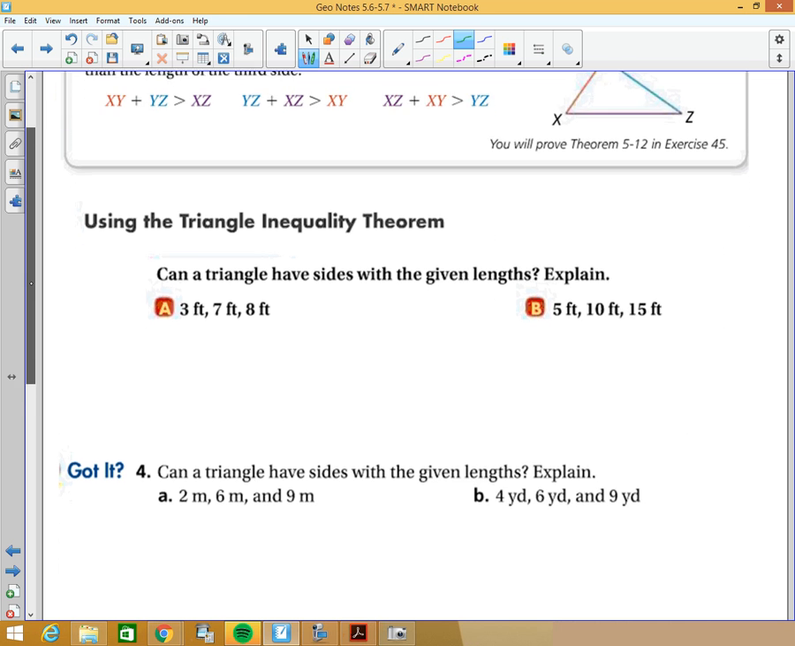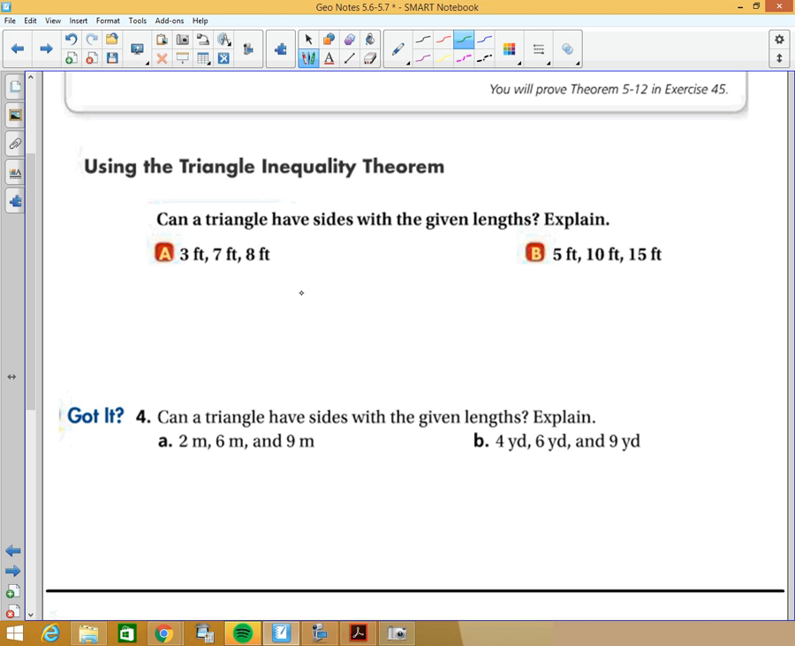So how do we check to see if the sides can actually make a triangle? We're going to add them. We're going to say 3 plus 7 is greater than 8. Is that true? Yes. Then 7 plus 8 is greater than 3. Is that true? Okay. 8 plus 3 is greater than 7. Is that true? Can this actually be a triangle then? The answer is yes.